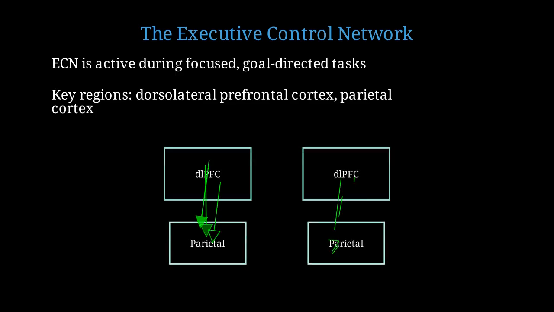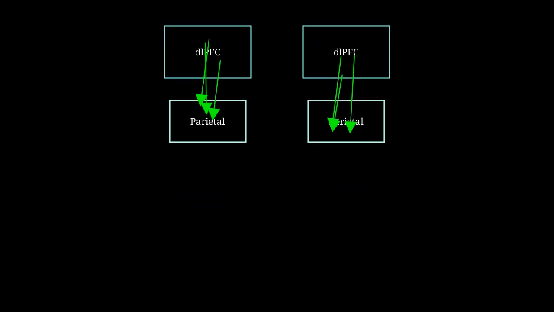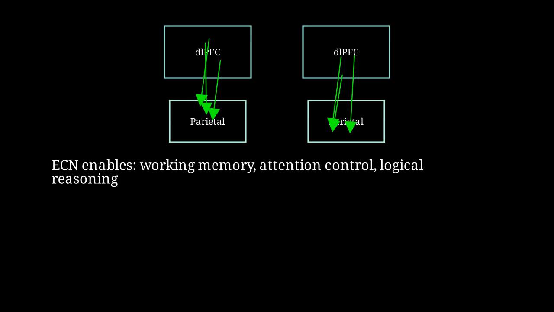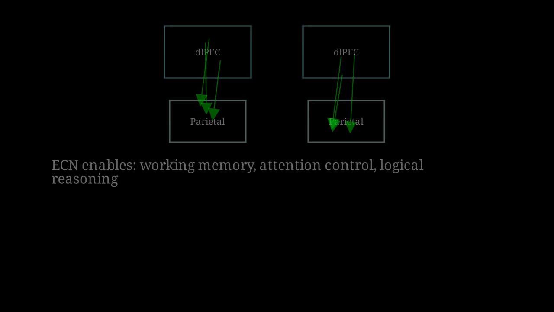The dorsolateral prefrontal cortex in both hemispheres connects to parietal regions. This bilateral network enables sustained attention and manipulation of information in working memory. The executive control network enables working memory maintenance, voluntary attention control, and step-by-step logical reasoning. It's your brain's focused problem-solving mode.